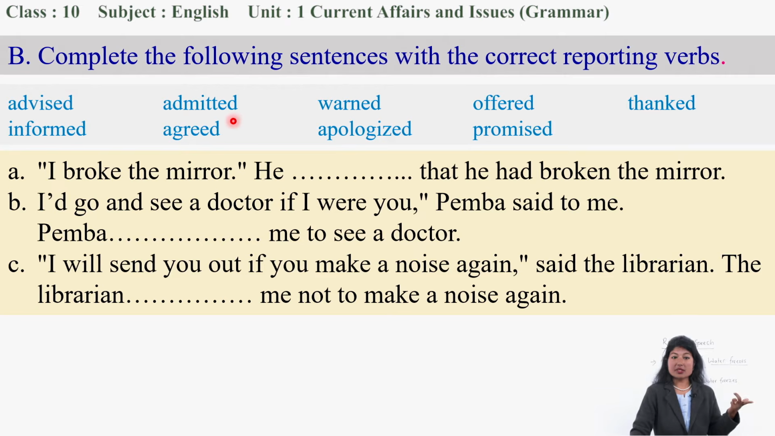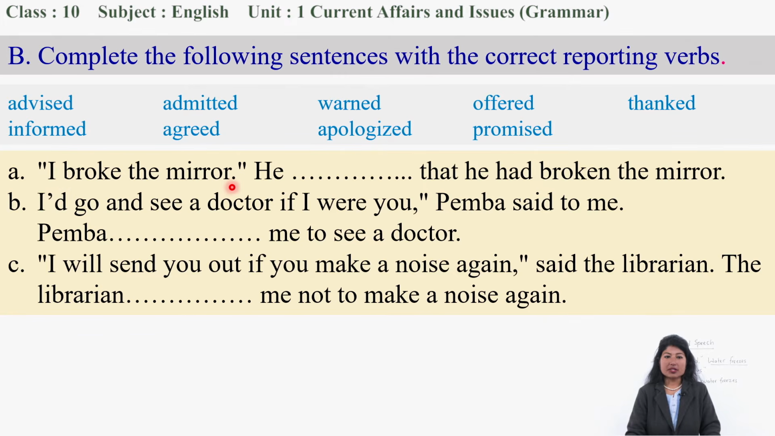Advised, admitted, warned, offered, thanked, informed, agreed, apologized, promised. Okay, so many reporting verbs are there. Now we are to put these verbs in the blanks to complete the sentences. Let's do that together. Are you ready? Okay, very good. And we will also try to explain why each is suitable.